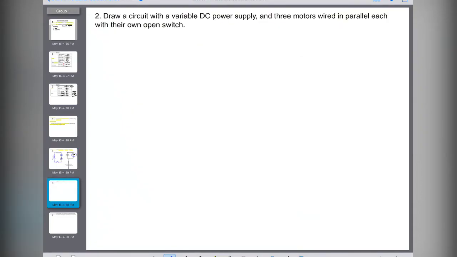Okay, so next thing, I'm going to move on. Number 2. Draw a circuit with a variable DC power supply, 3 motors wired in parallel, each with their own open switch. Okay, so a DC power supply, I'm going to draw it on the left hand side.